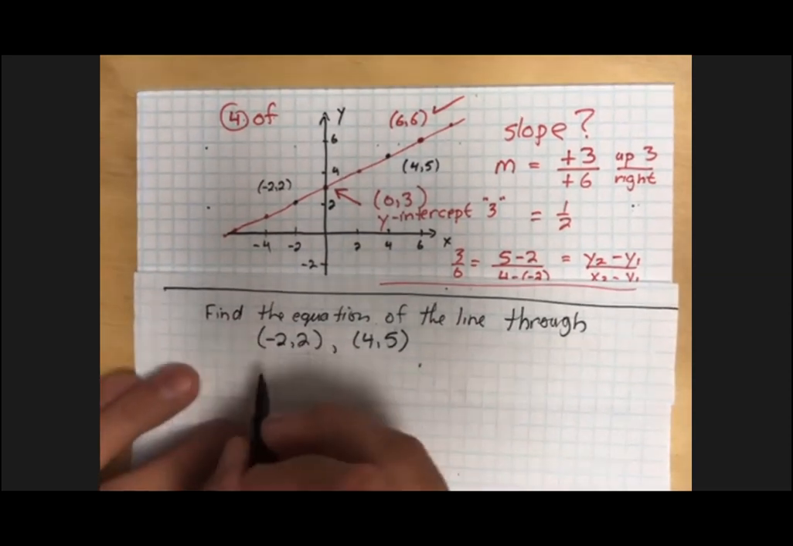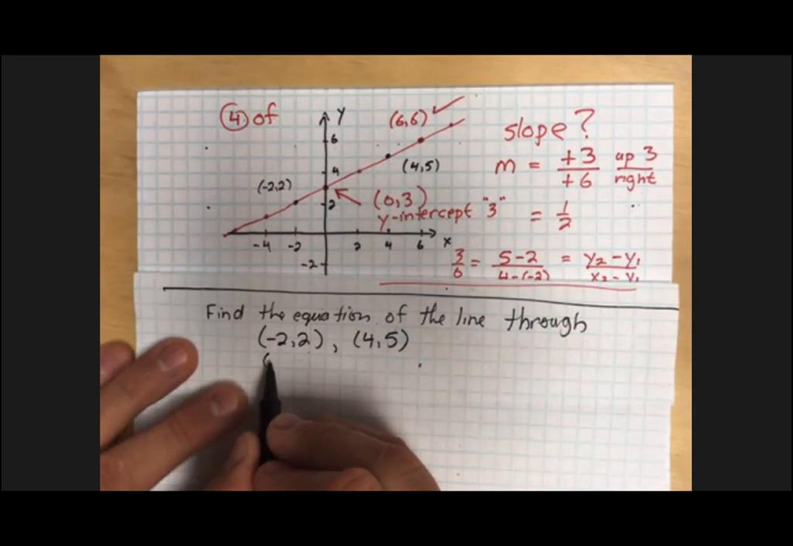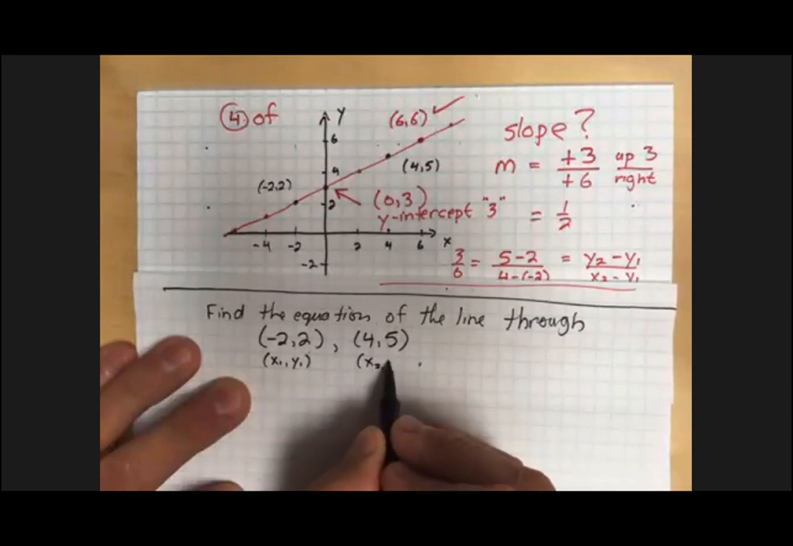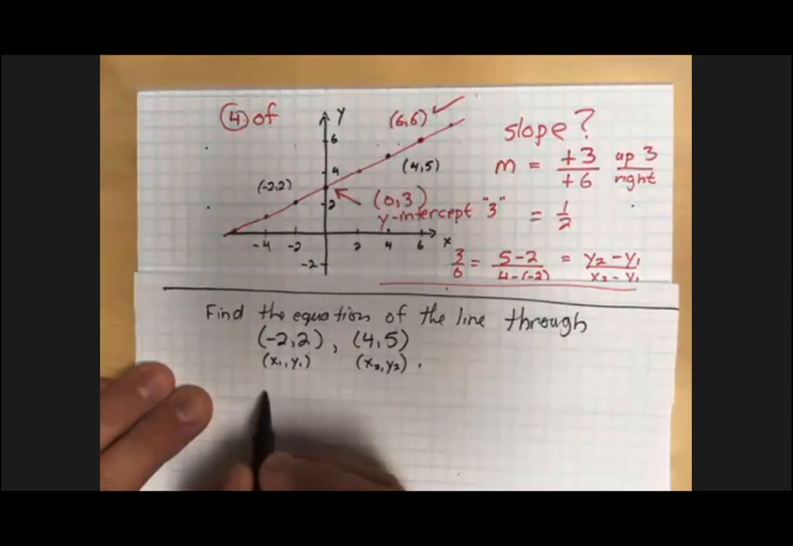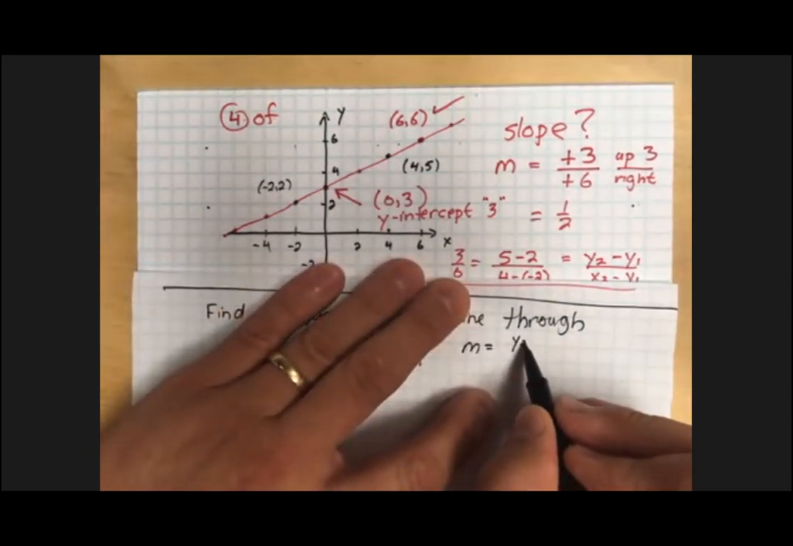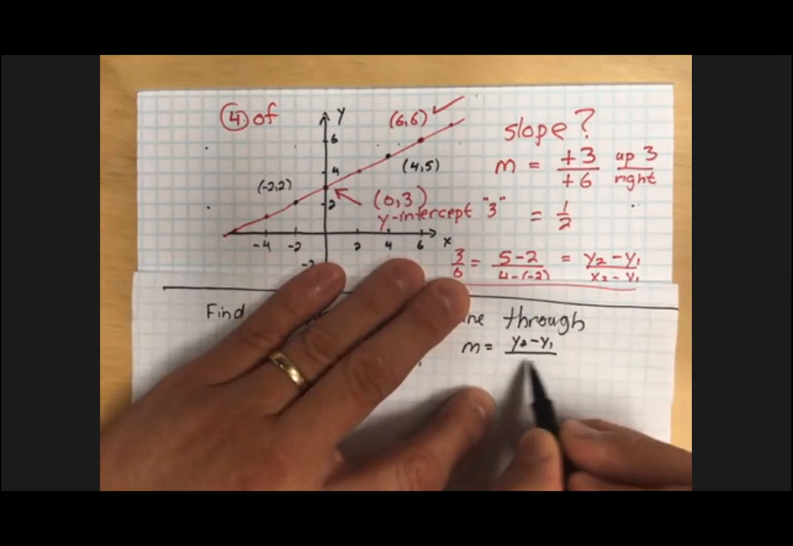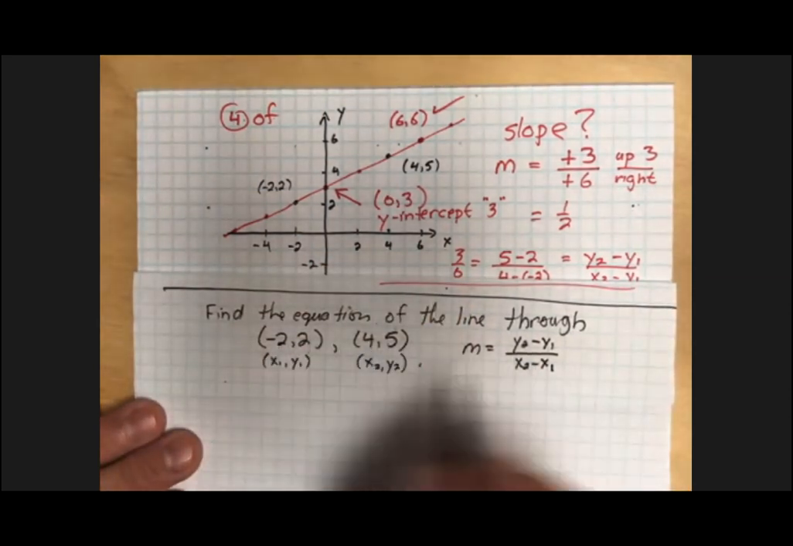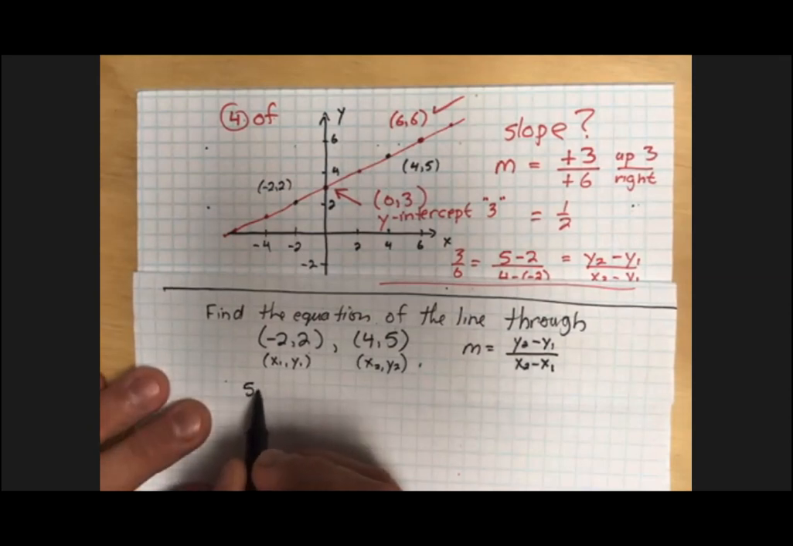Because you can use the idea of slope. You know, pretend this is x1, y1, and pretend this is x2, y2. And you know the slope is just the change in the y. Did you go up or down? Divided by the change in the x. Did you go left or right? Here, if I plug these numbers into that formula, I get 5 minus 2 over 4 minus negative 2.